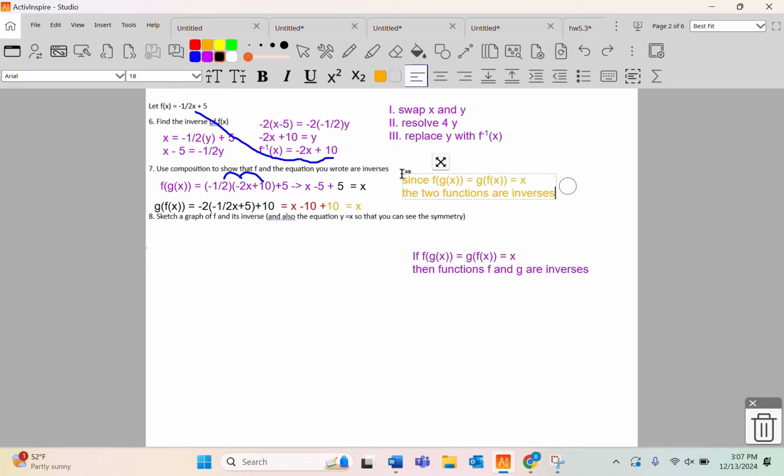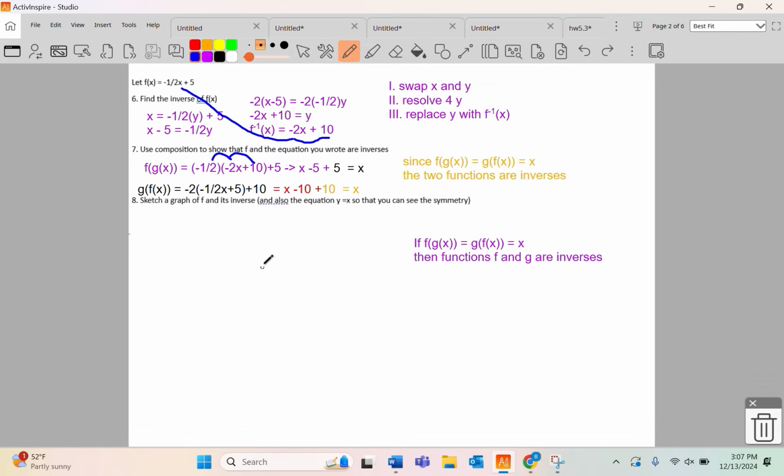Oh, excuse me, bless me. Number 8, sketch a graph of f and its inverse, and also the line of symmetry for the two functions. Oh, wish I could breathe today.